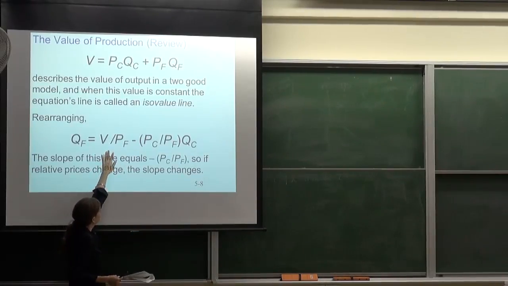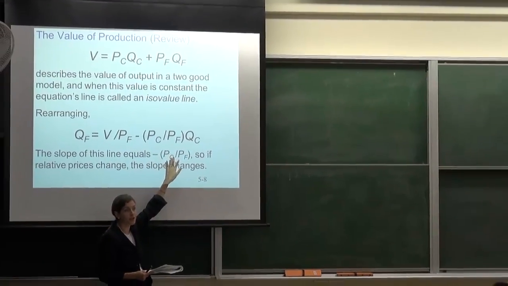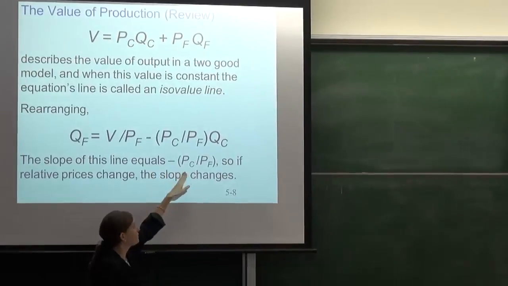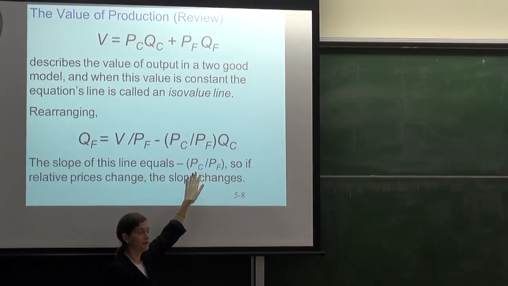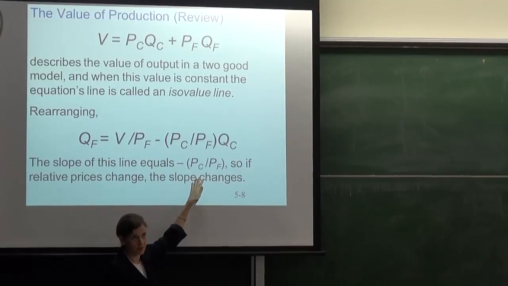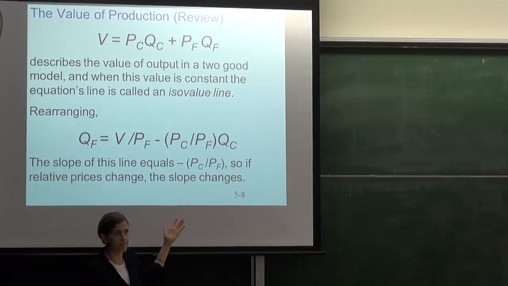This is the intercept, and this is the slope of that line. So the slope of the ISO value line is the negative ratio of the price of silk to the price of cloth. Or the slope is the absolute value of the relative price of silk. Right?